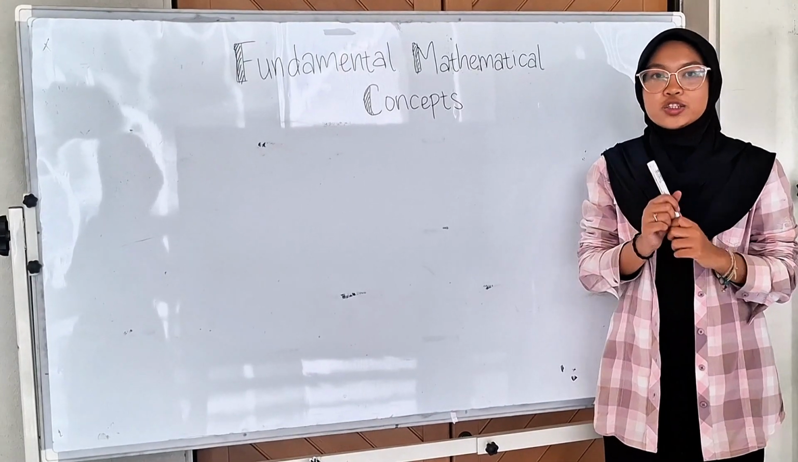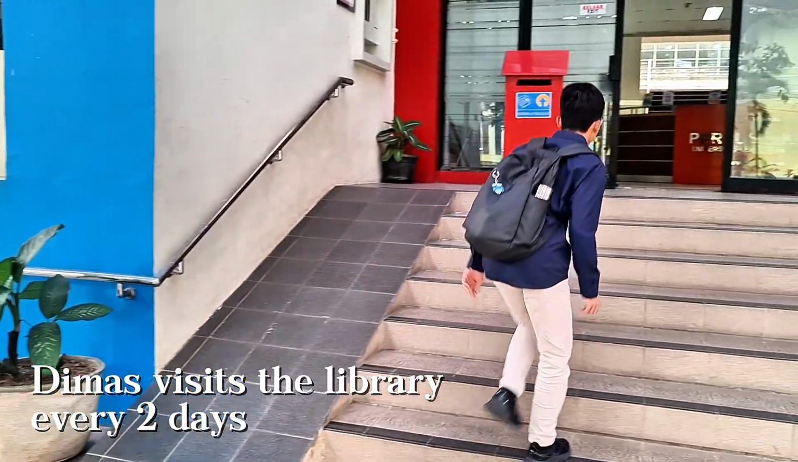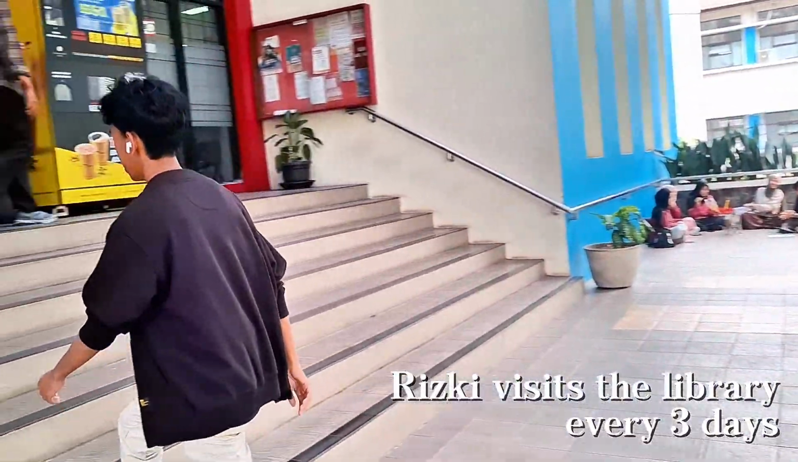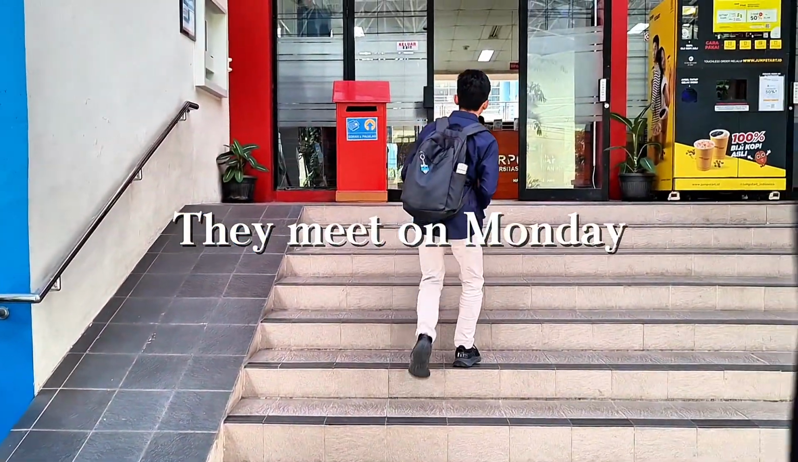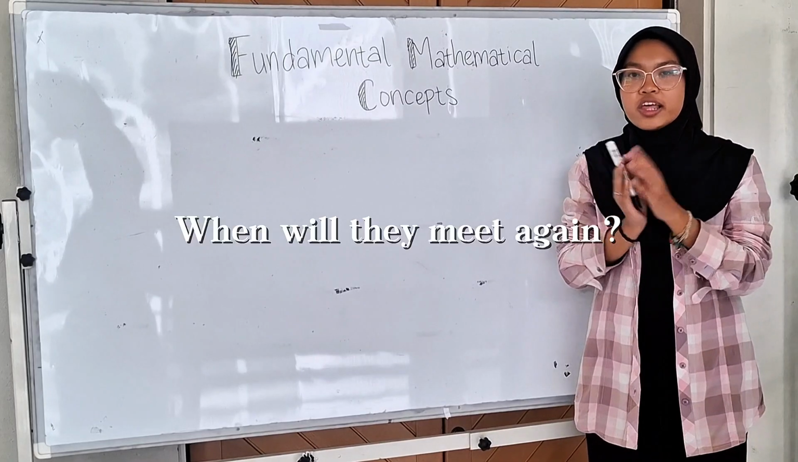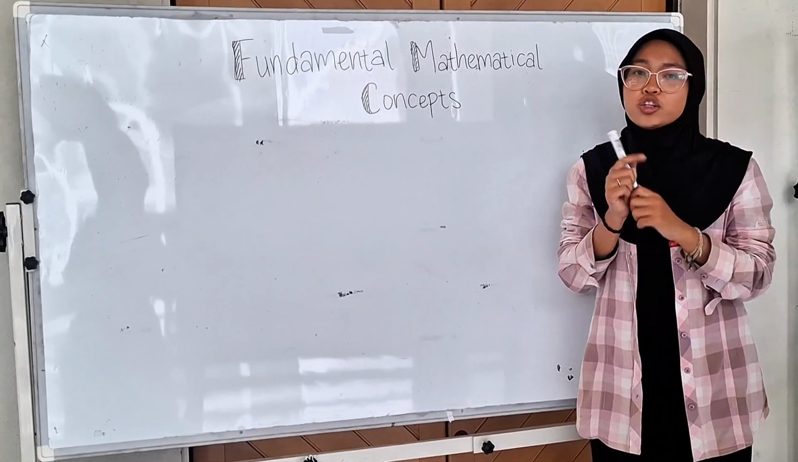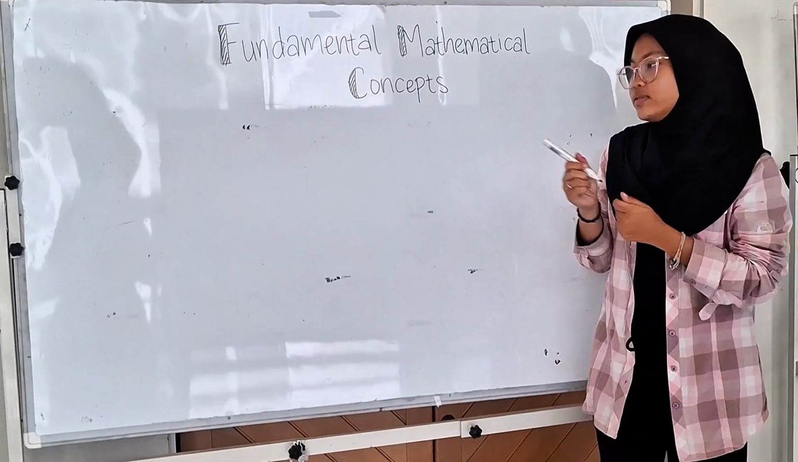For example, let's look at the case of Dimas and Rizki. Dimas visits the library every 2 days. Meanwhile, Rizki visits the library every 3 days. On Monday, they meet at the library. They want to know, when will they meet again at the library? To find the answer, we need the LCM of 2 and 3.